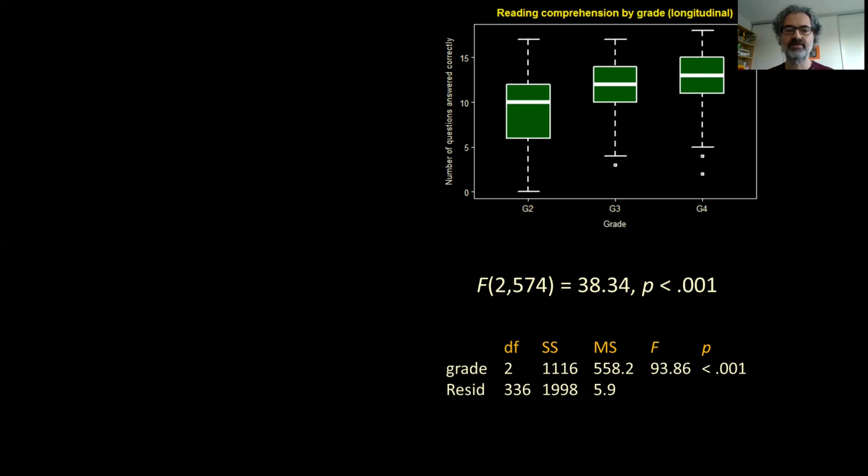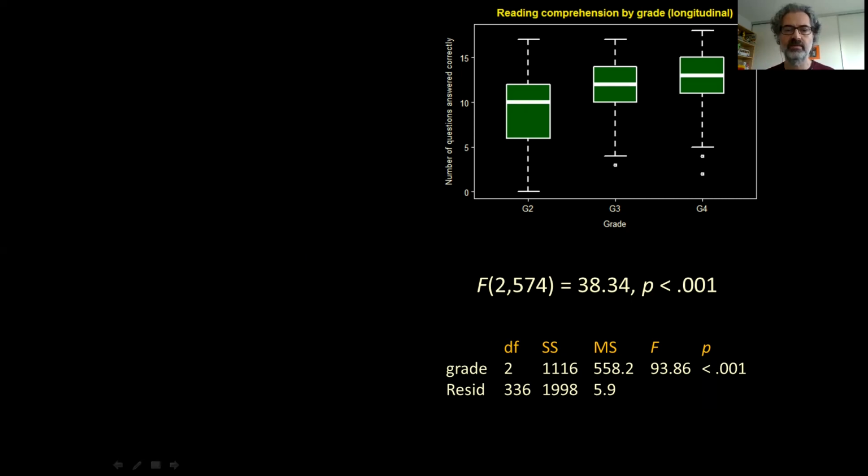This effect is statistically significant. The p-value is very small. This is a very large F ratio. And therefore, we can reject the null hypothesis that there is no difference in the means of different grades for these children. This means that individual children on average increased their own reading comprehension score across grades, which does make a lot of sense.